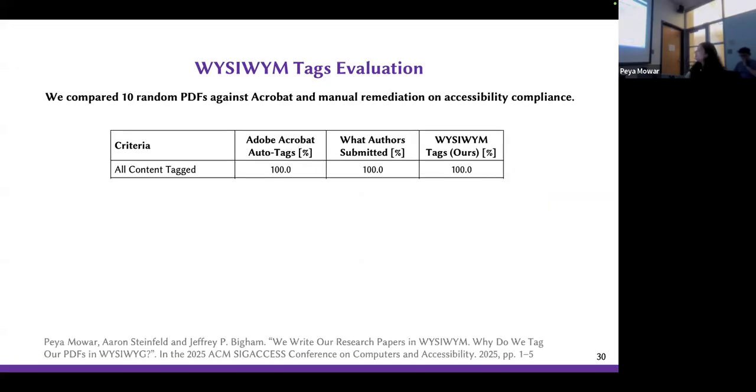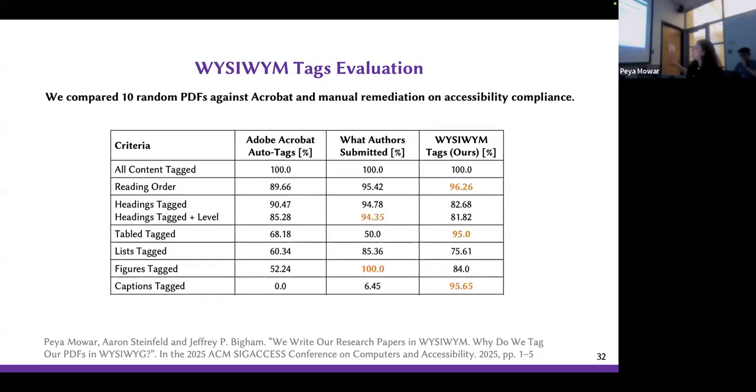So in terms of numbers, when we compared all of the different accessibility criteria, we saw that our tags perform significantly better at identifying the reading order, sometimes even better than what the authors were currently submitting manually. And for all of these different elements, such as headings, tables, lists, figures, captions, we found mixed results between our approach and what authors were manually submitting. But our approach seemed to perform much better than the baseline automatic approach, which is most often used by different researchers.